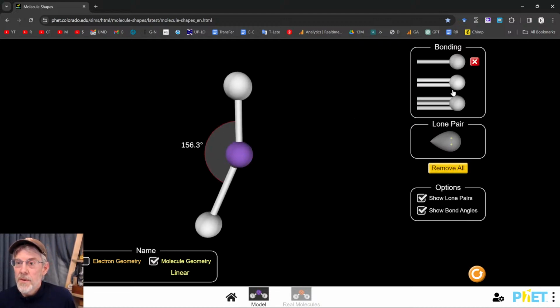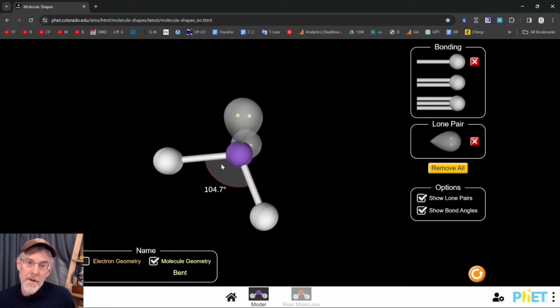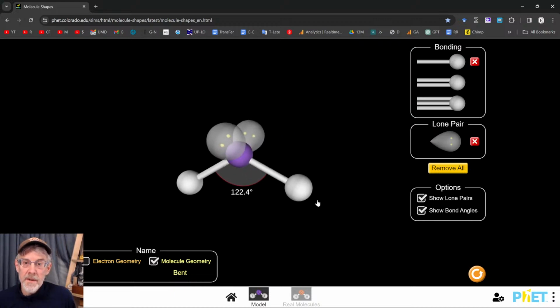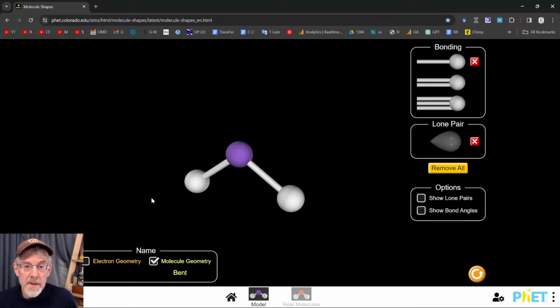So we said 2 of these here, and we put our lone pairs. And you can see the lone pairs, they push everything down. And water is actually a little different than this. It's 104.5, but they push everything down. If I hid the lone pairs here, you can see why we say it's a bent molecular geometry. The lone pairs push everything down, but the molecule's bent.